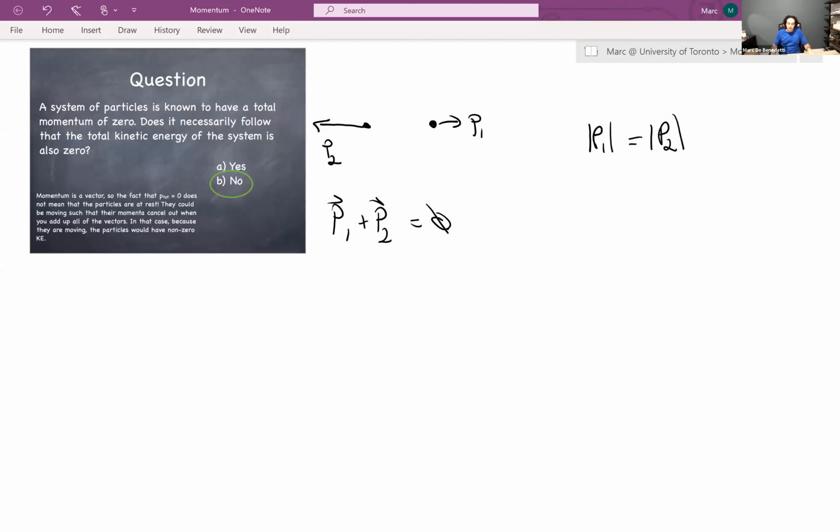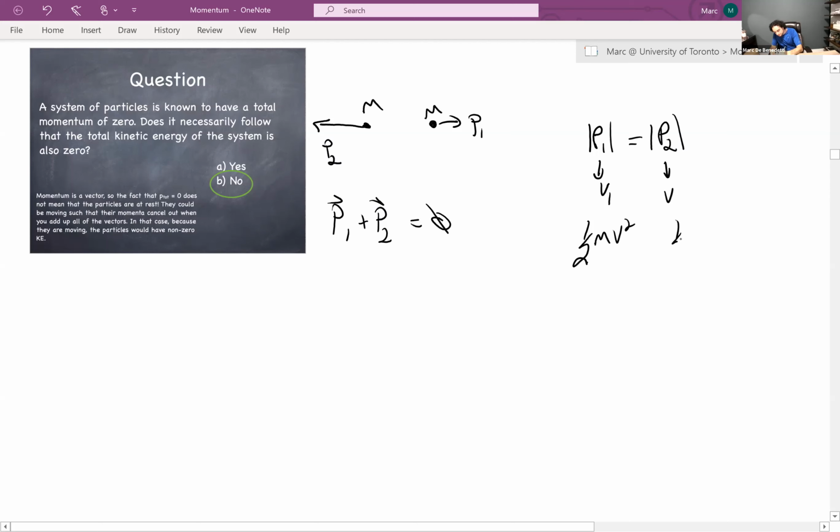But does it necessarily follow that the kinetic energies of the system sum to 0? However, this means it's going to have speed. Let's say they both have an object of mass m. So let's say they're both going to have speed v. Then the kinetic energies are also going to equal each other. But kinetic energy is not a vector, it's a scalar. So the total kinetic energy is actually the sum of both the kinetic energies. And that's not 0.